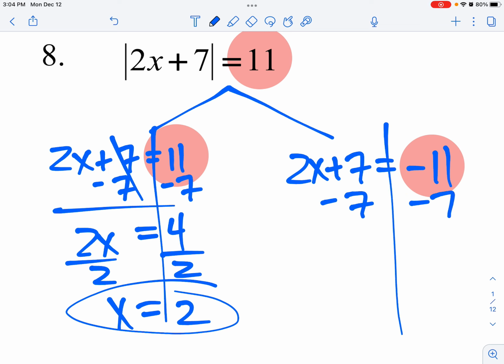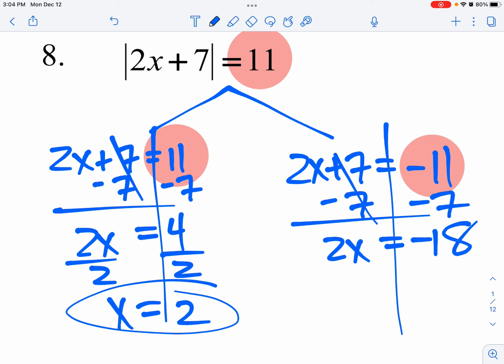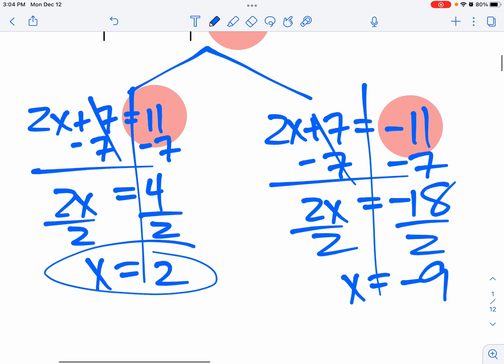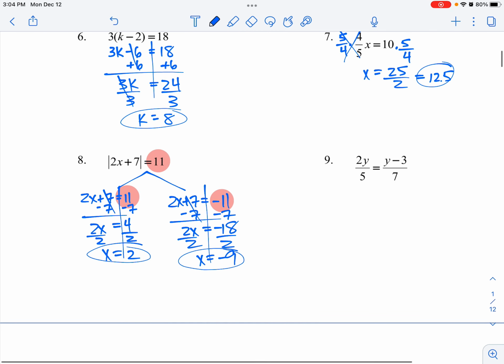I'm going to start over here by dividing, or minusing, 7 on both sides, just like I did the other one. Use your calculator. Be careful with these negatives. Negative 11 minus 7 is negative 18. And I'm going to divide 2 everywhere. So I get negative 9 for my other answer. All right, very last one. We'll put one of these on our note sheet too.